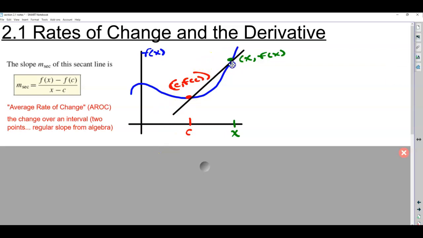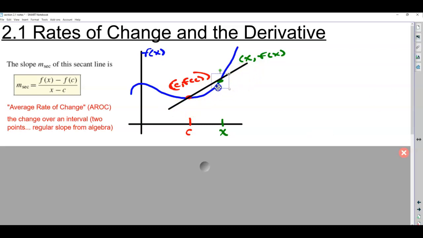But what happens now if I take this point? What if I take this point for x and now I change it and it moves closer? Now all of a sudden the slope is changing, right? You can physically see the slope of that line change.